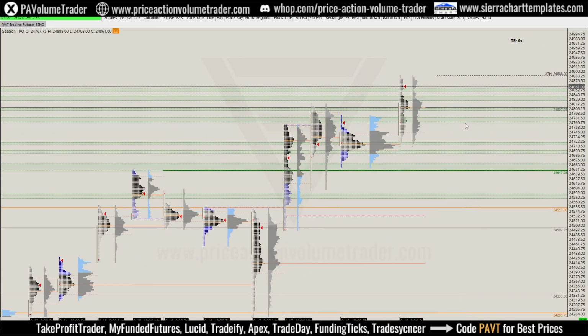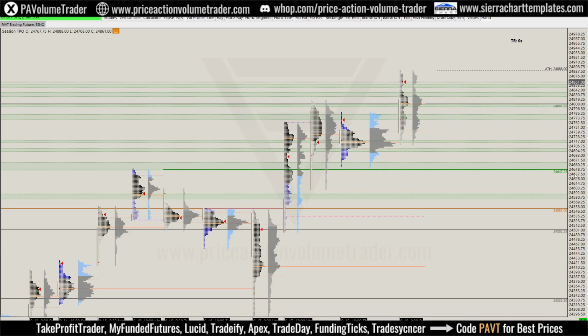TPO. So we do still have this single prints here, which will be right at that daily level that I talked about if we do get down there. But overall, nothing else here close to price.